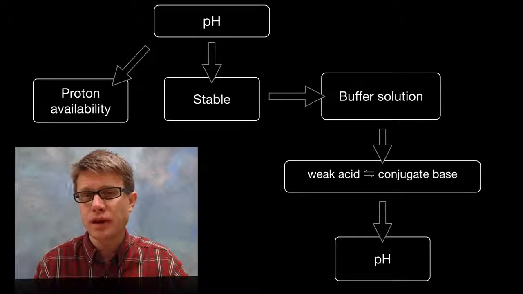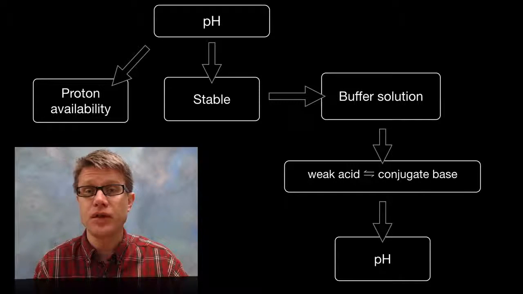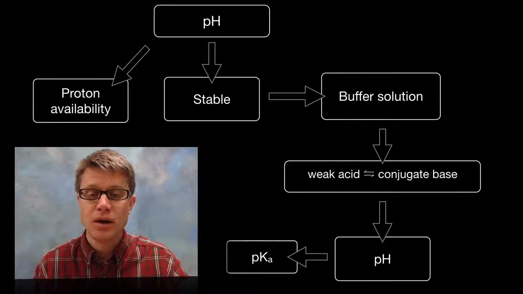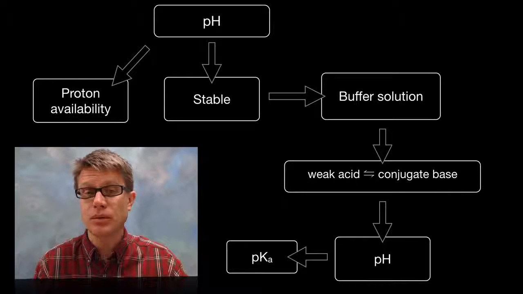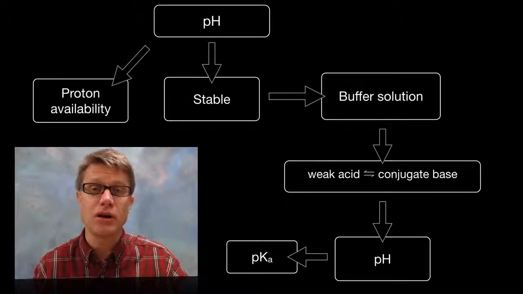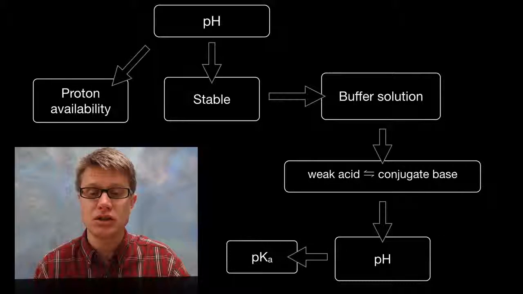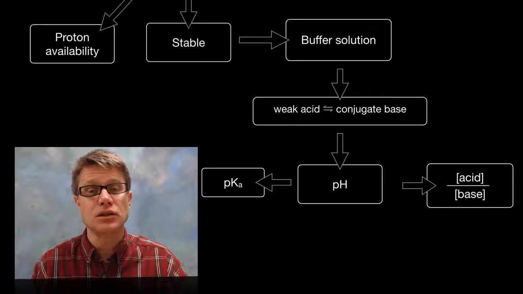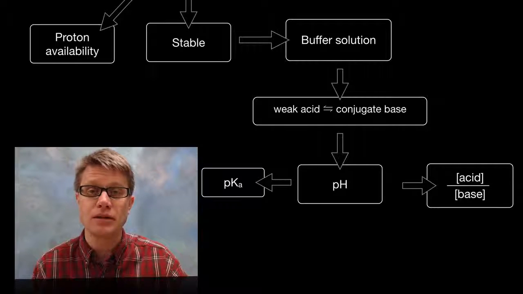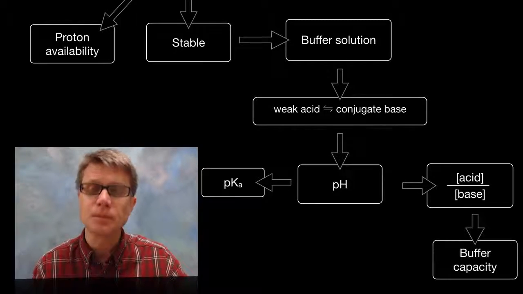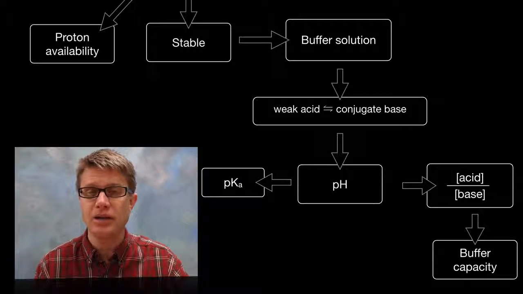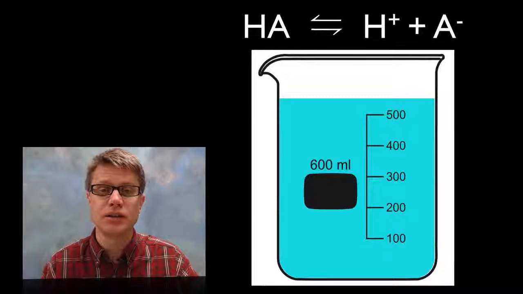And so what's going to affect the pH of that reversible reaction? Well, the first thing is the pKa, which is going to be the equilibrium constant. And so if we can keep that equal to our pH or around our pH, that's going to keep our pH stable. And also we could look at the concentration of the acid, that weak acid, to its conjugate base. If we can keep those values equal as well, that's going to increase the buffer capacity. And we'll look at that algebraically in just a second.